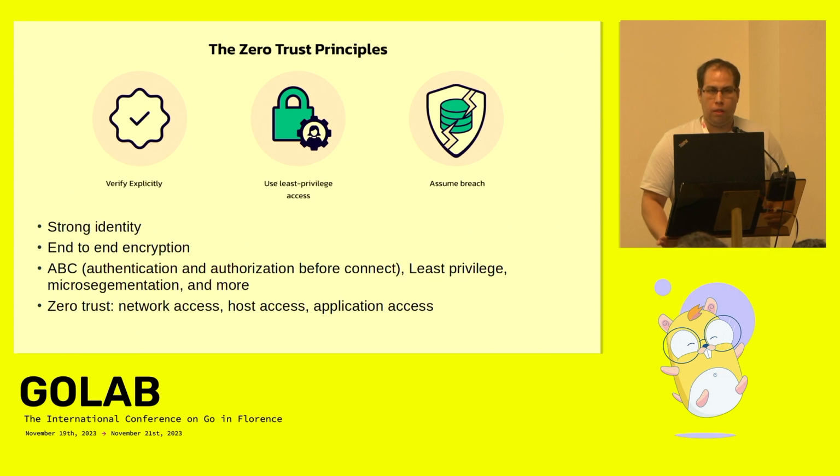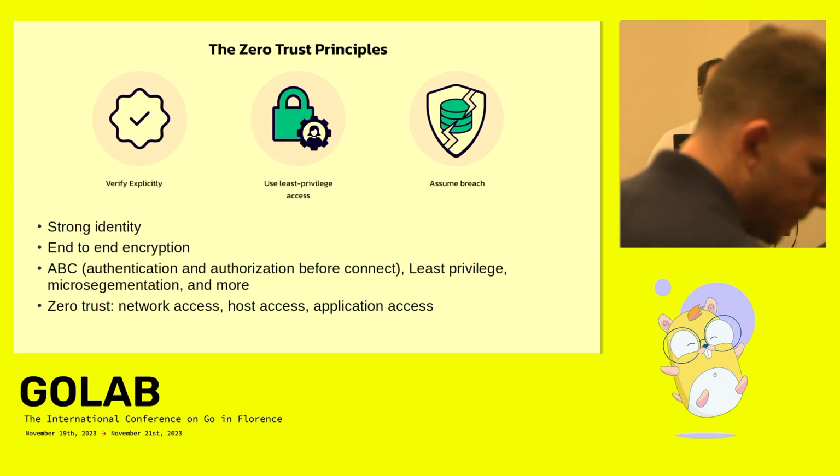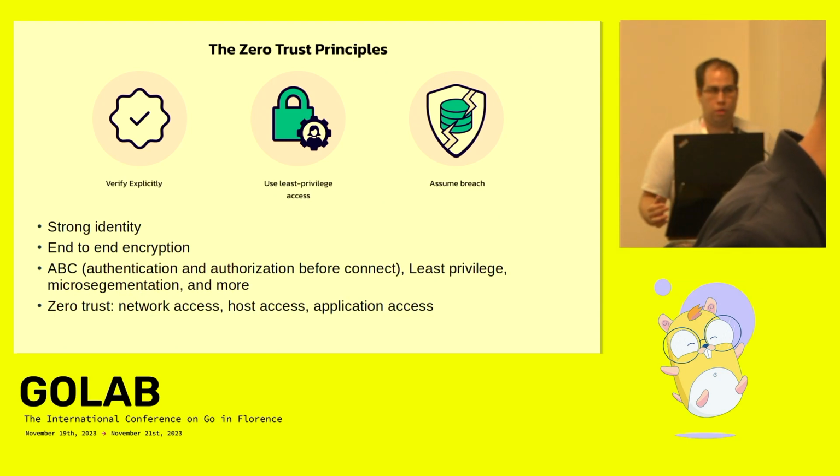So first, what is zero trust in the first place? Zero trust is a security framework that says we assume breach, that the network is already compromised. So it uses least privilege access. It makes you verify explicitly. We have strong identity with zero trust, end-to-end encryption, which is very important and which we as software developers like to have, of course. We have ABC, which means authentication and authorization before connect. Least privilege, microsegmentation, and much, much more.